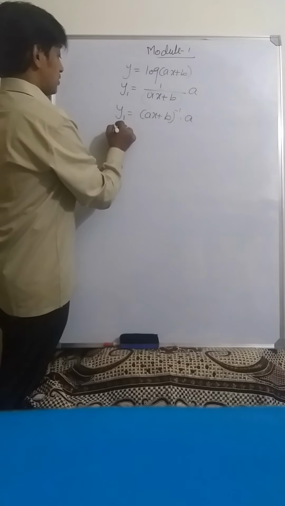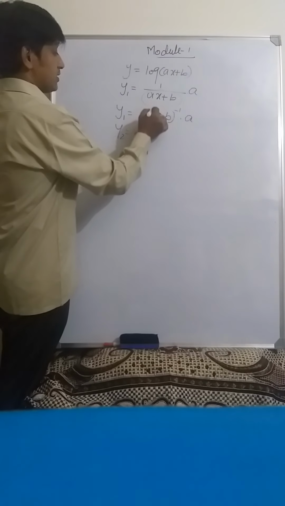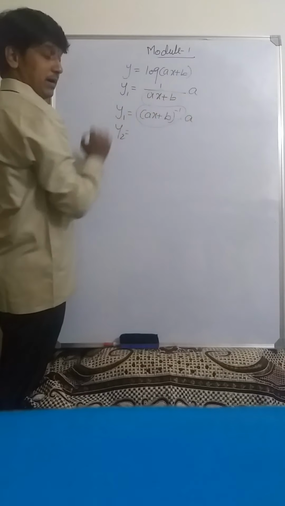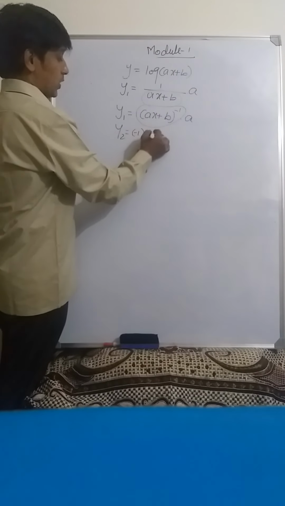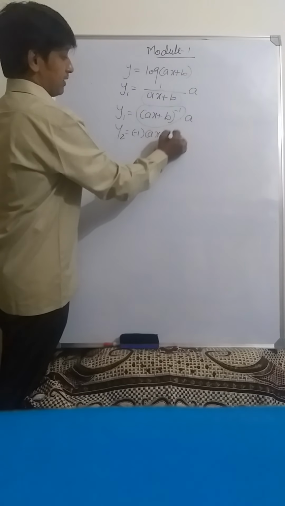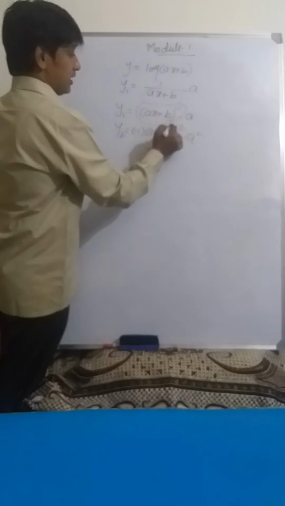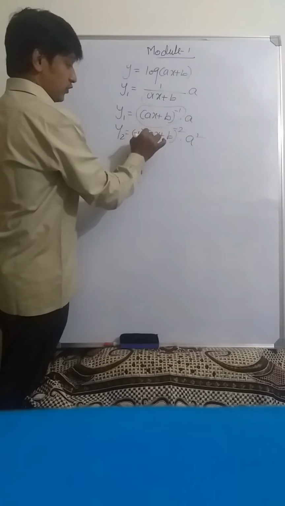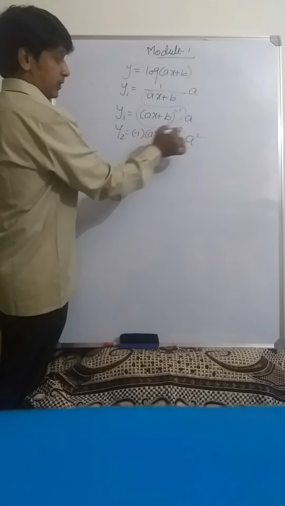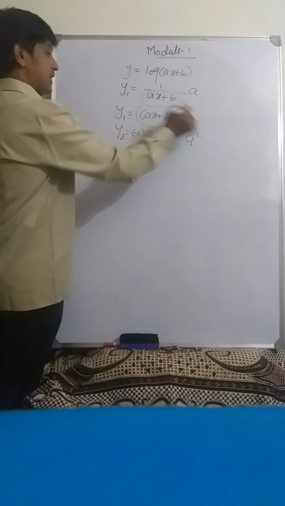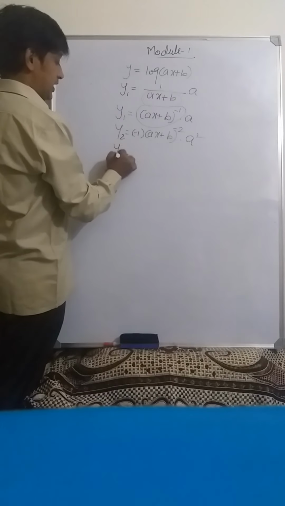Correct? So now I'm going to differentiate this. This looks like x power n format and the differentiation of that is minus 1 ax plus b power minus 2 into a squared. Because already one a is there. If you differentiate this ax plus b internally, you're going to get one more a and we're going to get a square.